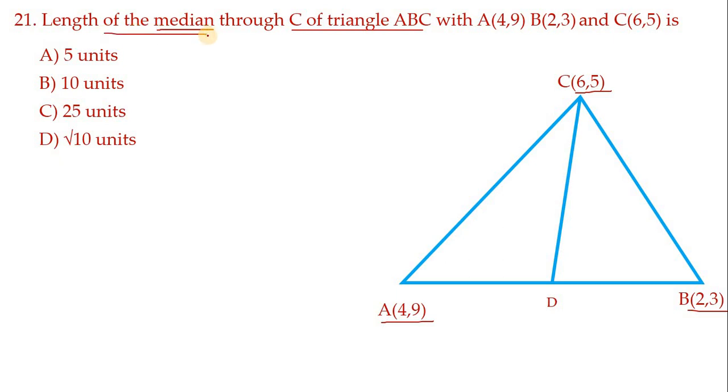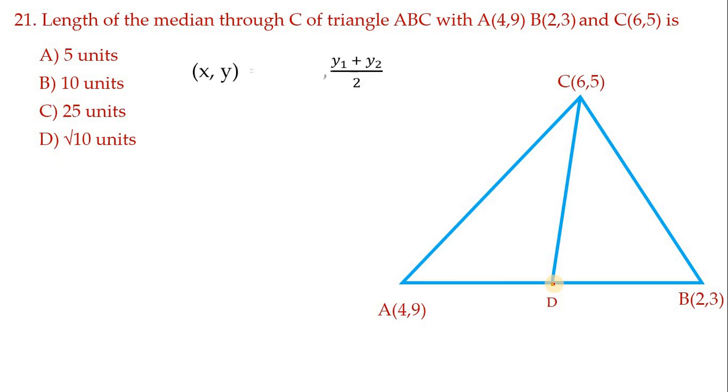So what does median mean? A line drawn from a vertex to the midpoint of its opposite side. Here CD is the median. Now we have to find the length of CD. Directly it cannot be found. Hence first we want to find the coordinates of D. As I said, D is the midpoint, because a median joins the midpoint of the opposite side only. Hence use the midpoint coordinates finding formula, I mean the section formula only.